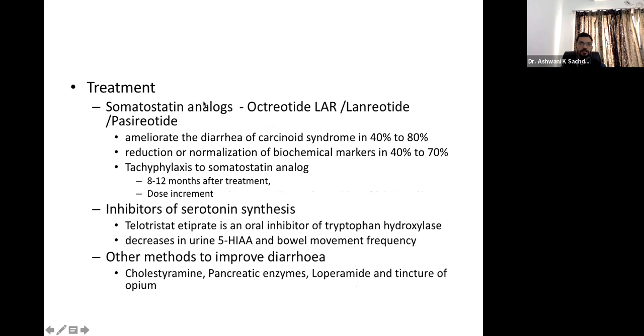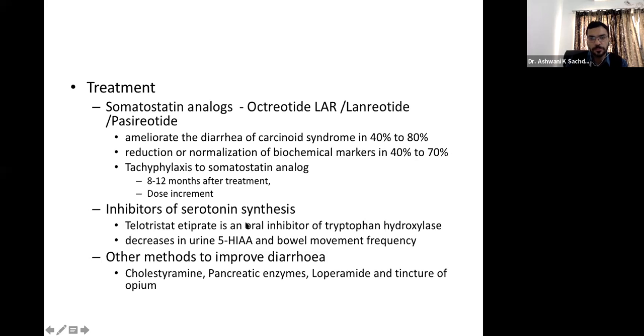Treatment, as I said, is somatostatin analogs: octreotide, long-acting, and lanreotide, or the newer agent pasireotide. They ameliorate the diarrhea of carcinoid syndrome in about 40 to 80%. The symptoms of diarrhea reduce, and it also normalizes the biomarker in about 40 to 70%. Another problem with somatostatin analogs is tachyphylaxis, which usually occurs 8 to 12 months after treatment, but dose increment leads to further improvement in symptoms.